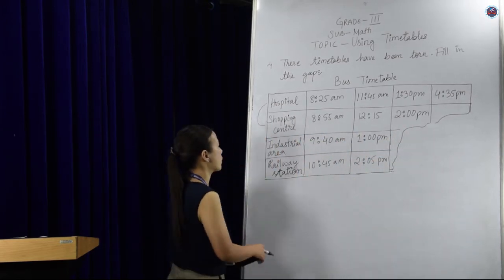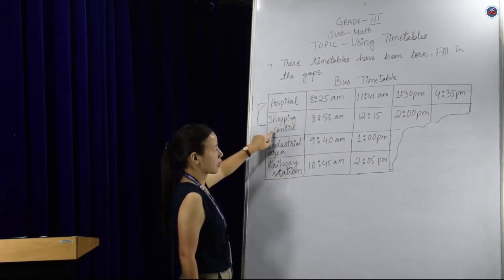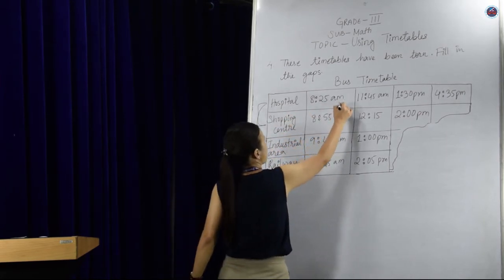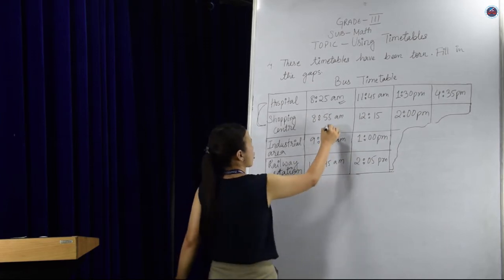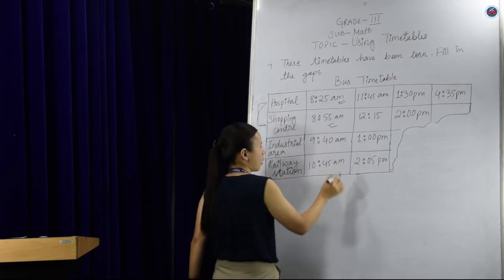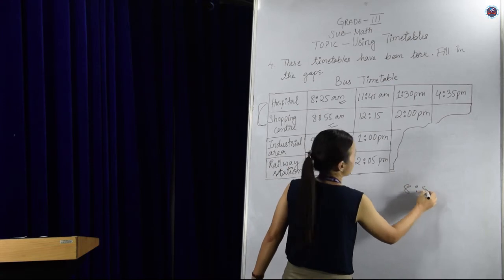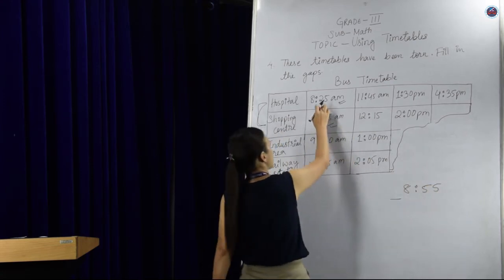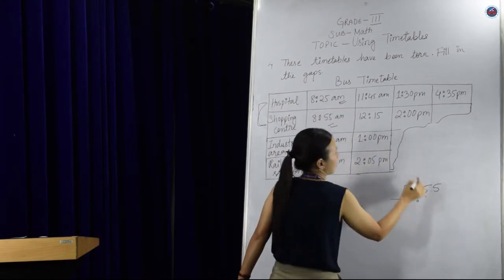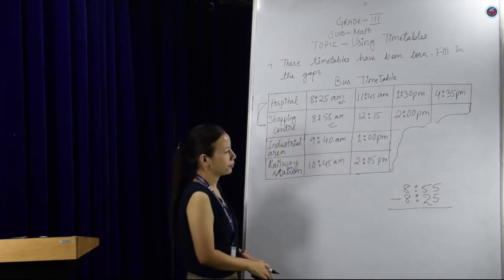So how do we do this? We'll start from here first. From hospital to shopping center, how long does the bus take? It starts at 8:25 and then it stops at shopping center at 8:55. So we write the stop timing first, that is 8:55, and then we will minus it with the departure time, that is, start at 8:25, minus it.